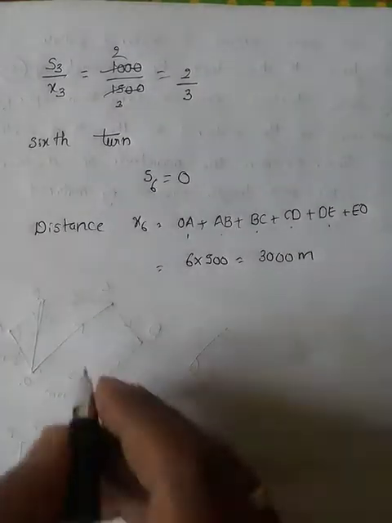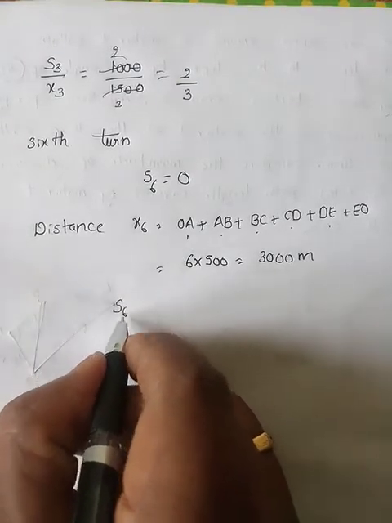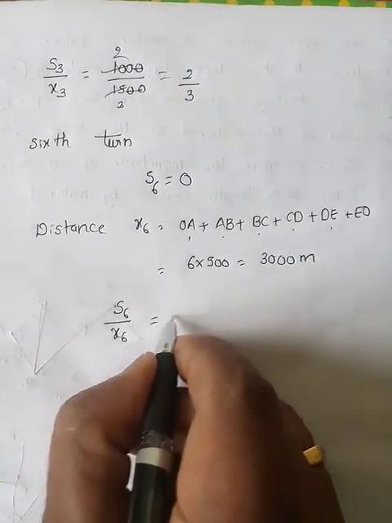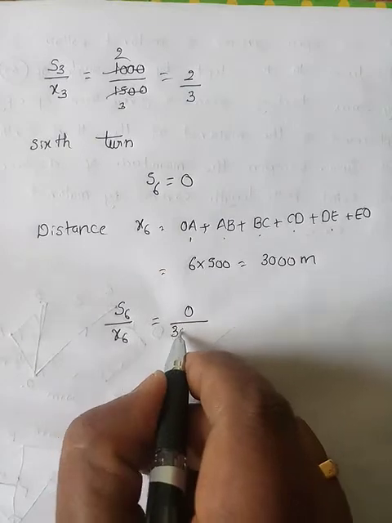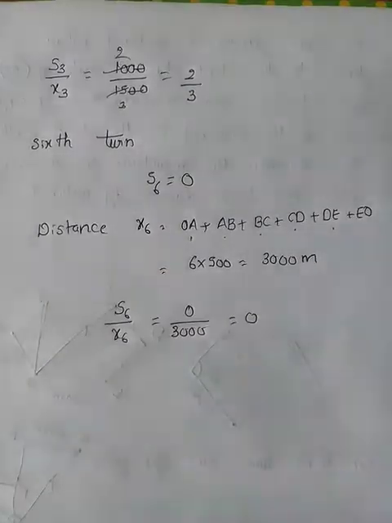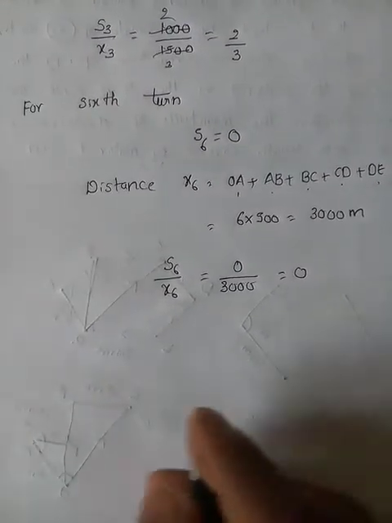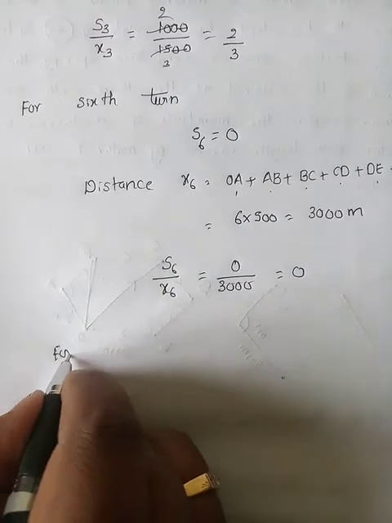3000 meters. So, here in this case, S6 by X6 is equal to 0 by 3000, that is equal to what? 0. Next, last one.